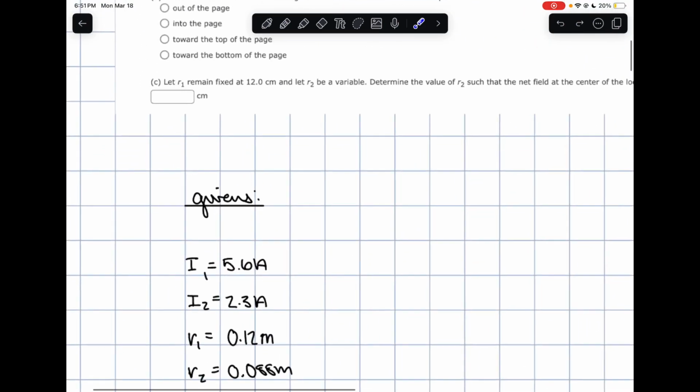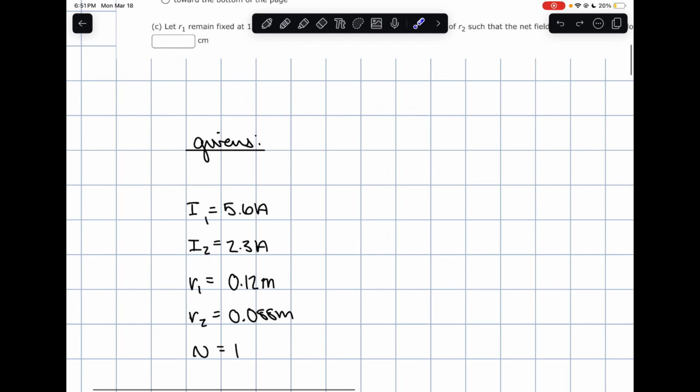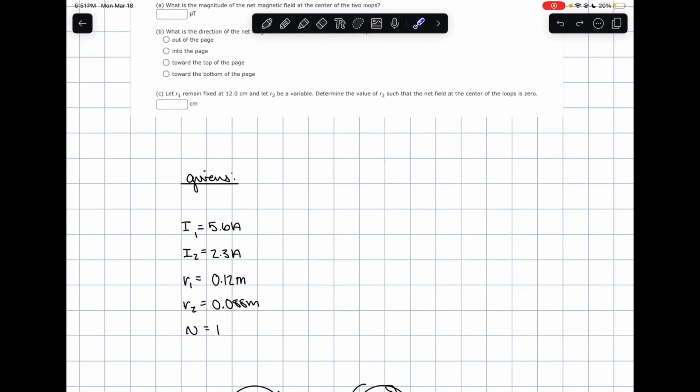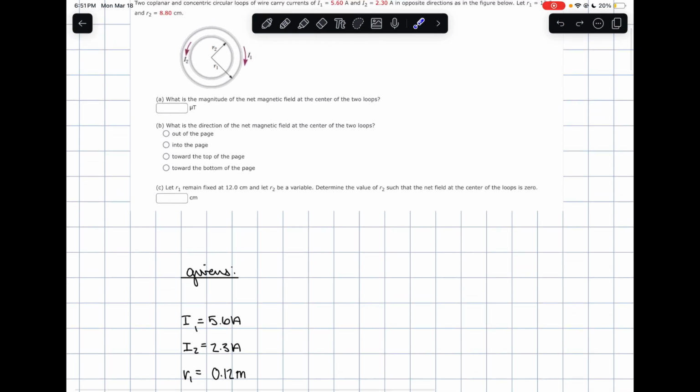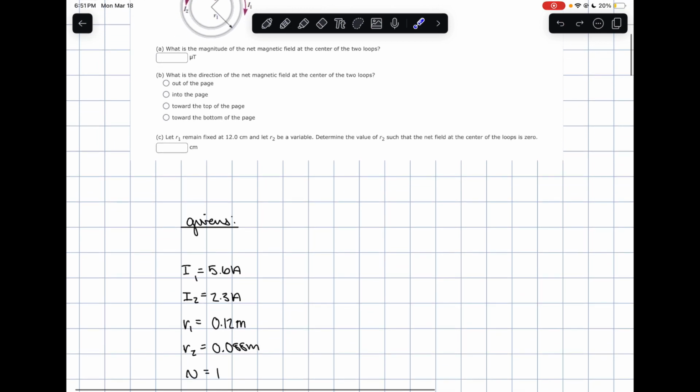Let's start by listing our givens. I1 is equal to 5.6 amps, I2 is equal to 2.3 amps, R1 is equal to 0.12 meters, and R2 is equal to 0.088 meters. We also have N is equal to 1. Now, how do we know this? N represents the number of coils in the field we're trying to look for. So since these are each one singular coil, we know that N is just equal to 1.